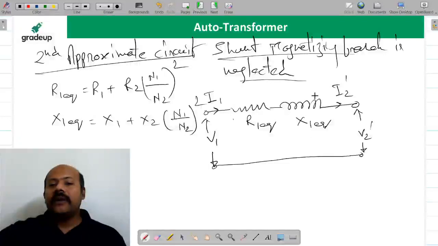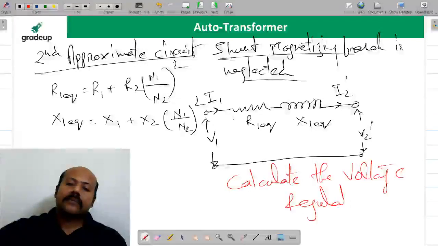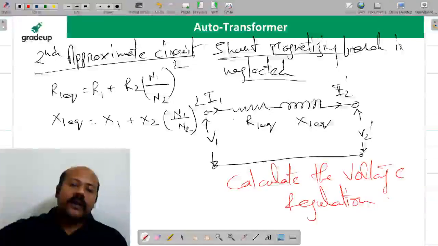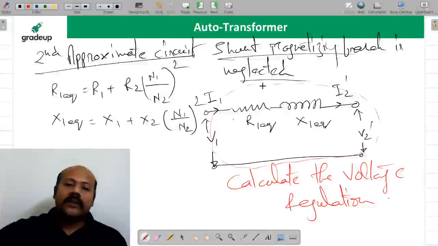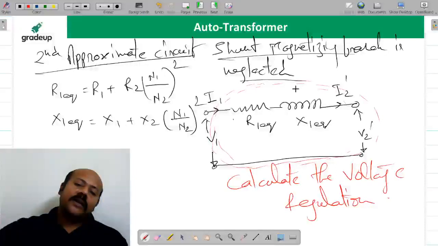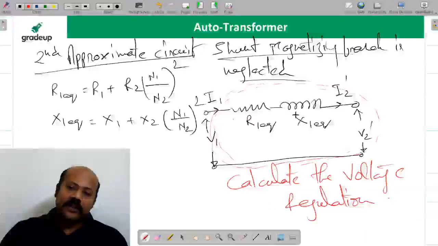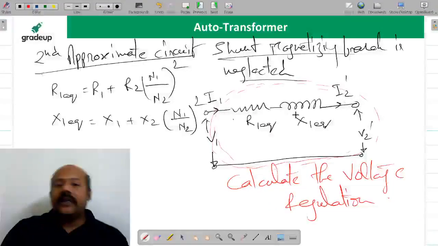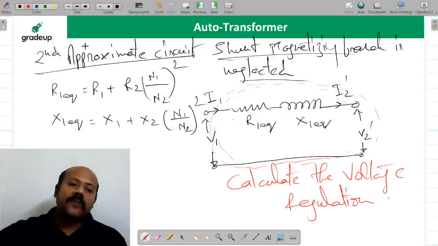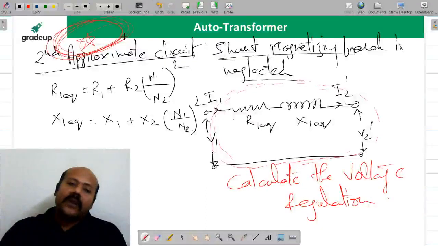Now this equivalent circuit is going to be very helpful when you are going to calculate the voltage regulation. Now can you tell me, this equivalent circuit of the transformer, it resembles what? It is a very simple RL series circuit, like your short transmission line when you read power systems. So whenever you are going to calculate the voltage regulation, this approximate equivalent circuit you can use, and it is going to give you almost accurate results, I can tell you.